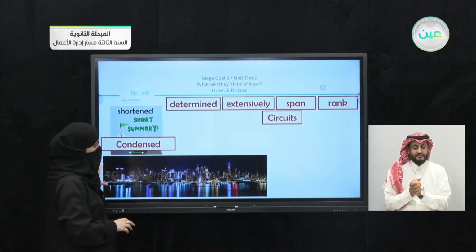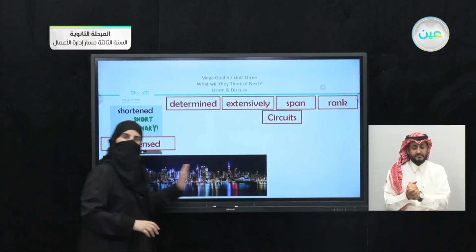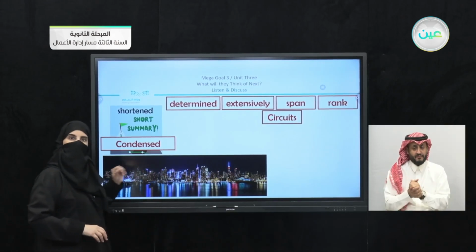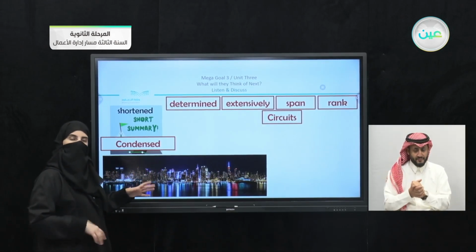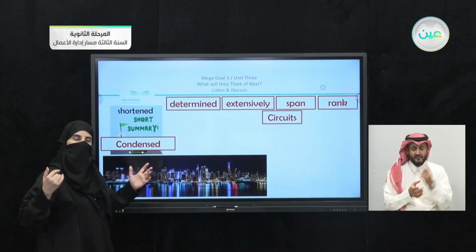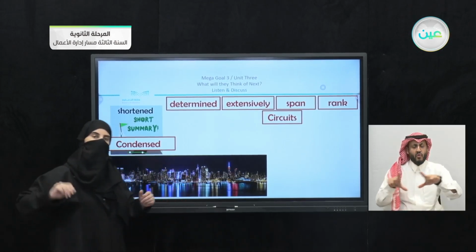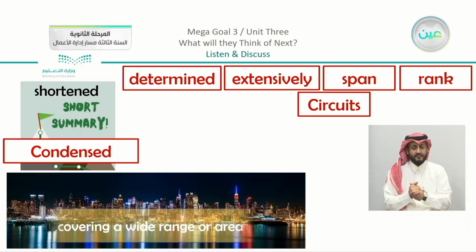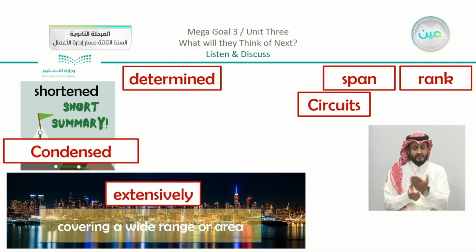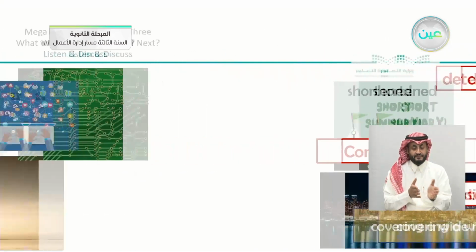Now here, this picture, you can see that it is from a wide image. Just think about it. Which word is it? If it covers a wide area, what do we say? That it is taken, covering a wide range or area, it is taken extensively. Yes, correct.